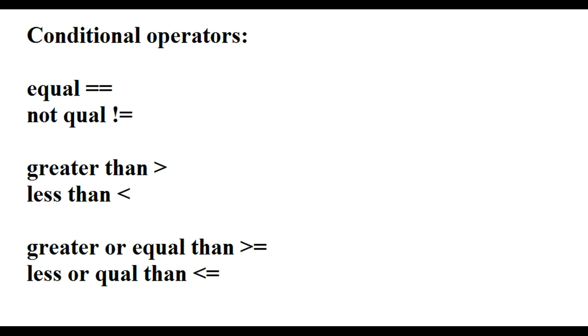Here I am discussing some conditional operators. We have if, else and elif as the conditional statements, and here are the conditional operators. For equal we use double equals, for not equal we use exclamation mark equals. For greater than we use the greater sign. For less than we use the less sign. For greater than or equal, use the greater or equal sign. For less than or equal, use the less than or equal sign. Remember these signs, we always use them: equal, not equal, greater, less than, greater or equal, less than or equal.